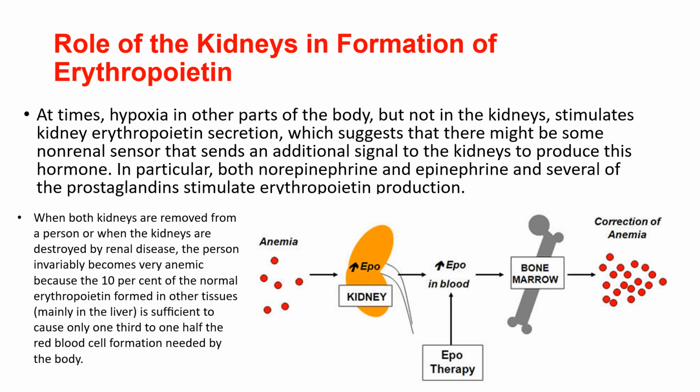At times, hypoxia in other parts of the body, but not in the kidneys, stimulates kidney erythropoietin secretion, which suggests that there might be some non-renal sensor that sends an additional signal to the kidneys to produce this hormone. In particular, both norepinephrine and epinephrine and several of the prostaglandins stimulate erythropoietin production. When both kidneys are removed from a person or when the kidneys are destroyed by renal disease, the person invariably becomes very anemic, because the 10% of the normal erythropoietin formed in other tissues, mainly in the liver, is sufficient to cause only 1/3 to 1/2 the red blood cell formation needed by the body.